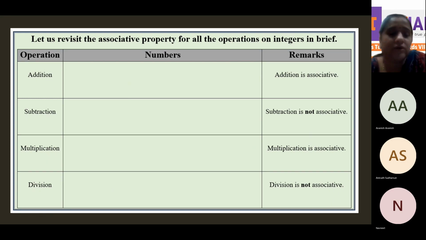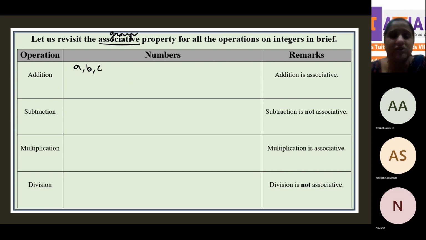Associative property for all operations on integers. Now, the meaning of the word associative: association means group. So for commutative property, we take only 2 numbers. For associative property, we take 3 numbers. When you take 3 numbers, meaning 3 integers A, B, and C.